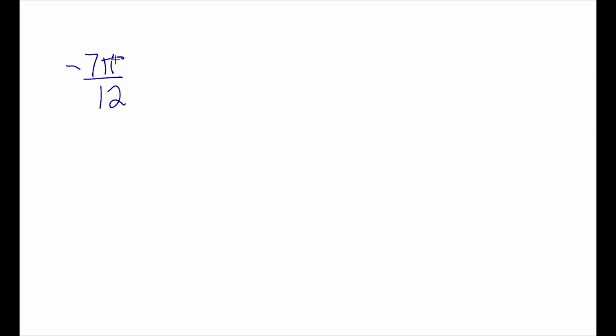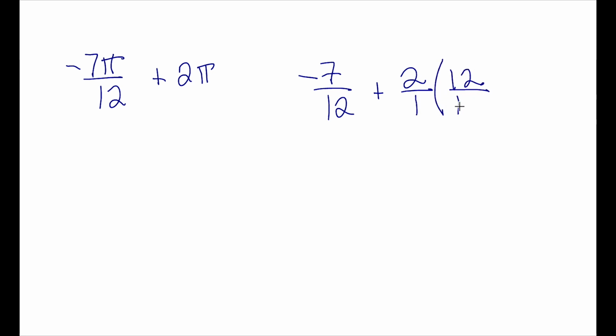Okay, negative 7 pi over 12. Let's add our 2 pi. Deal with our fractions first. So this fraction is multiplied by 12 over 12. Negative 7 over 12 plus 24 over 12.